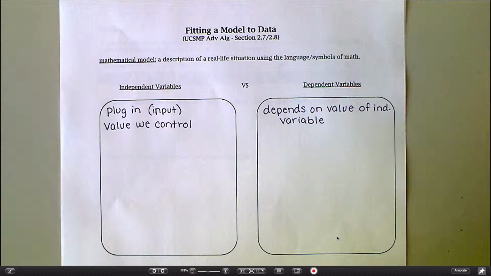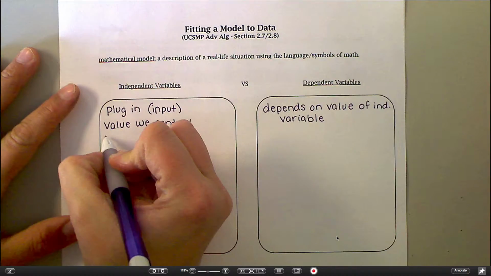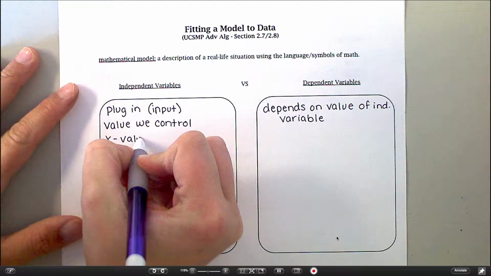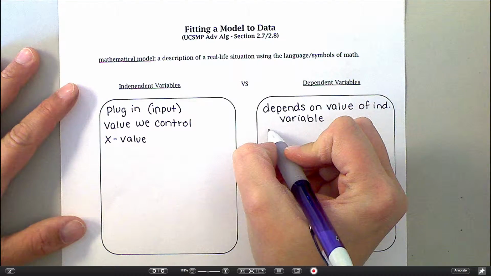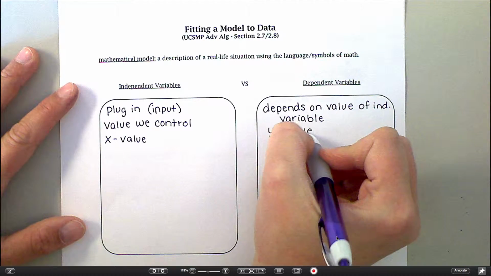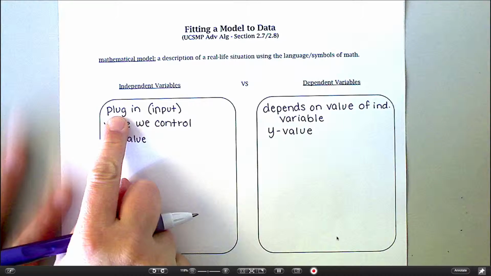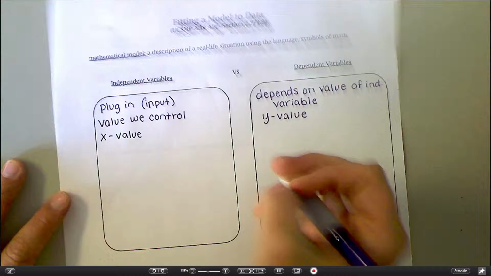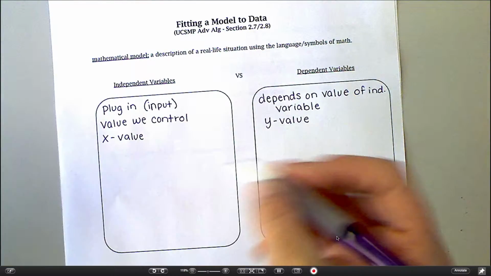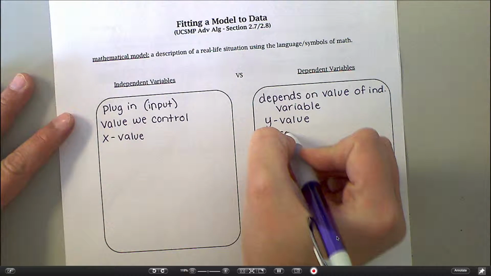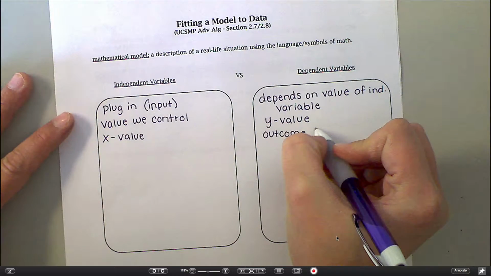Hunter? Independent is y-axis. Independent is actually x. Yep. This is typically your x value, which means the dependent variable is what? My y value. And then similar to here, the independent variable is what we are plugging in. The dependent variable is what the outcome is. So this is always the outcome, otherwise known as the output.